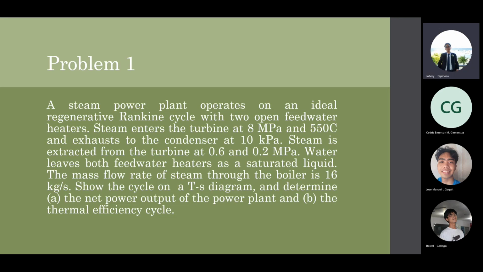Problem number 1. A steam power plant operates on an ideal regenerative Rankine cycle with two open feedwater heaters. Steam enters the turbine at 8 MPa and 550 degrees Celsius and exhausts to the condenser at 10 kPa. Steam is extracted from the turbine at 0.6 and 0.2 MPa. Water leaves both feedwater heaters as a saturated liquid. The mass flow rate of steam through the boiler is 16 kilograms per second.